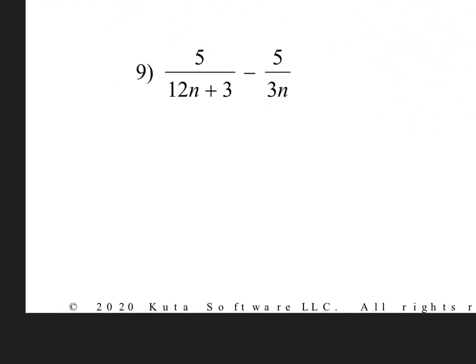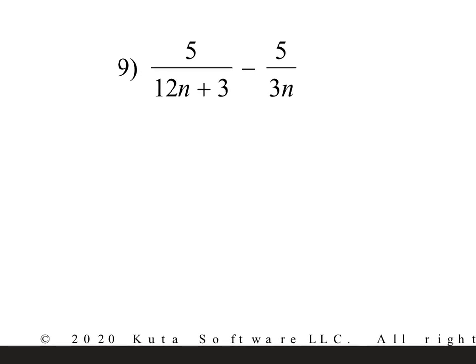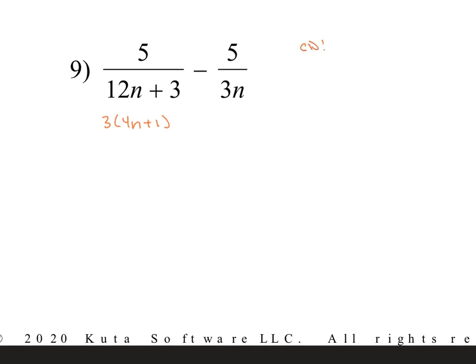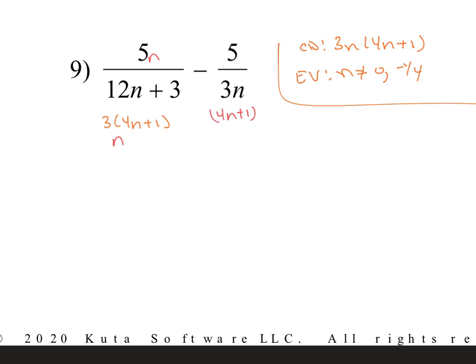All right, last one here. I can take out a 3, so 4n plus 1. Always factor what you can, because that's going to help me here with my common denominator. It's just going to be 3n times 4n plus 1. Helps you see that 3 on the outside so you don't have a 12. N cannot equal 0 or negative 1/4. Get into that habit. So this one just needs an n. This one needs the 4n plus 1.